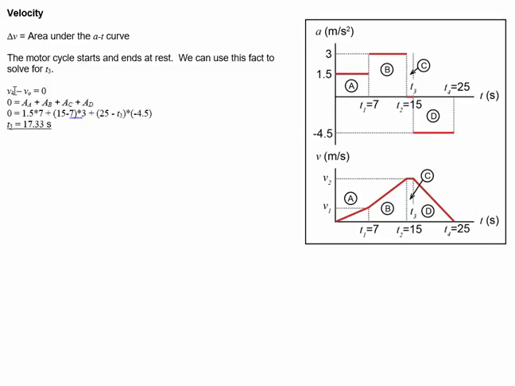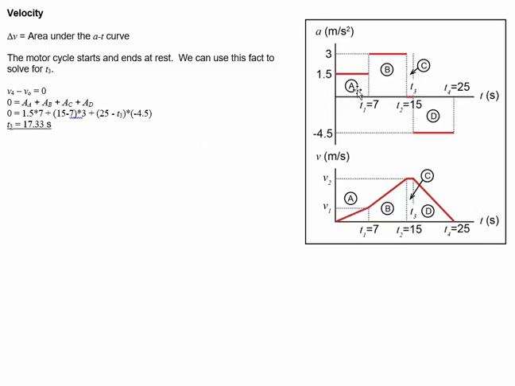So the change in velocity from point 4 to the initial position is 0 because it starts and ends at rest, and that's the whole motion, right? So that means the area under all these segments has to add up to 0 because there's no change in velocity. So area 1 plus area A plus area B plus area C plus area D has to equal 0.